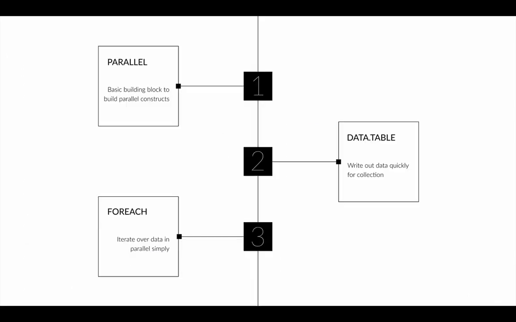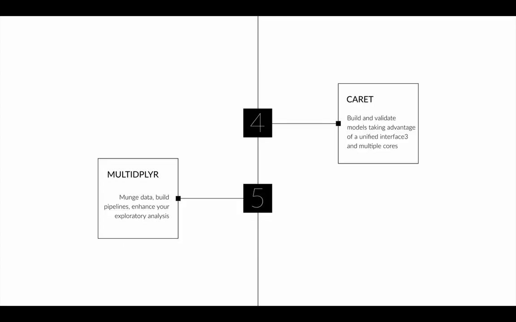In conclusion, we've covered a number of packages for R. The parallel package as a basic building block to building parallel constructs, data.table to write out data quickly for collection by other systems using fwrite, the foreach package to make it easy to iterate over data in parallel simply, caret to build and validate models taking advantage of a unified interface and multiple cores, and lastly, multidplyr, to munge data, build pipelines, and enhance your exploratory analysis leveraging many cores.